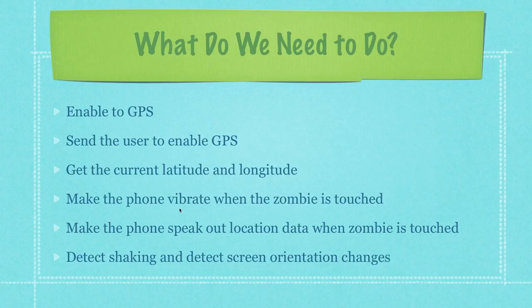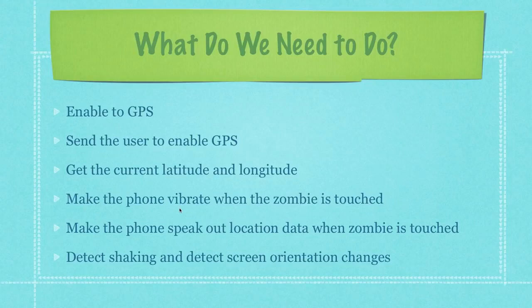Then what we need to do is make the phone vibrate whenever the zombie button is touched. We're also going to have to make the phone speak out location data when it's touched. And we're also going to have to be able to detect shaking as well as detect screen orientation changes.